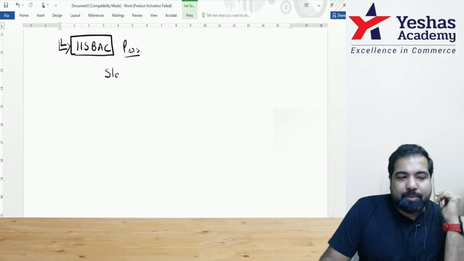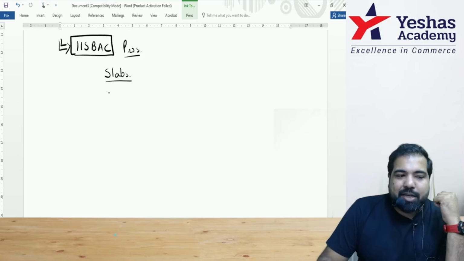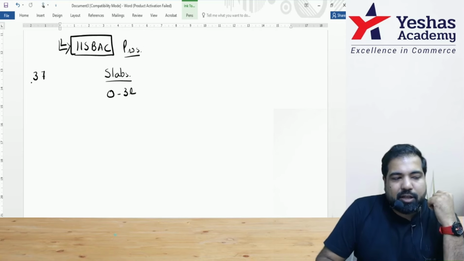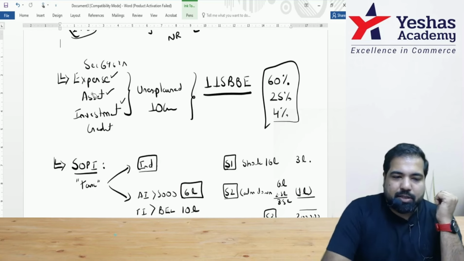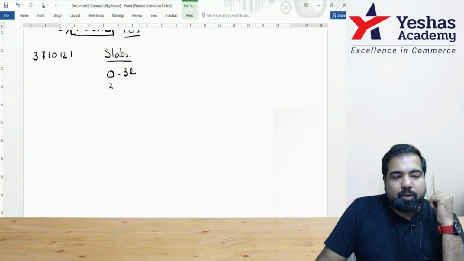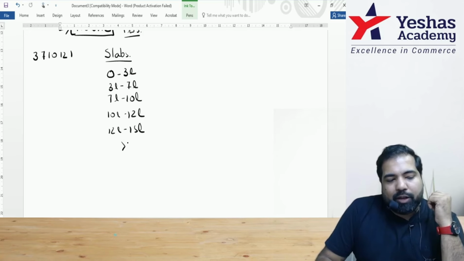Surprise, surprise, the slabs have now been changed. Watch this video for these updated slabs, guys. I'll tell you the shortcut first for the slabs. The shortcut is 3, 7, 3 plus 7, 10, then 12 and 15. What the shortcut means is: 0 to 3 lakh, 3 lakh to 7 lakh, then 7 lakh to 10 lakh, then 10 lakh to 12 lakh, then 12 lakh to 15 lakh, and then more than 15 lakh.